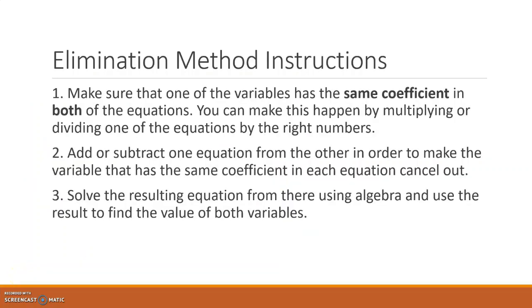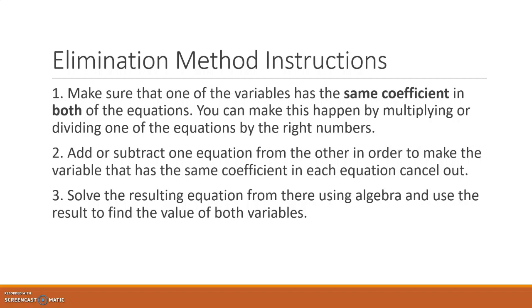So now that we've taken a look at an example question, let's have a look at the instructions or the process that we need to work through every time we use the elimination method. So the very first thing we need to do is to make sure that one of the variables has the same coefficient in both of the equations. So either the x in both equations has to have the same number in front of it, or the y, or whatever letters the given equations have, at least one of those letters must have the same number in front of it. We can make this happen by multiplying or dividing one of the equations by the right number or numbers.